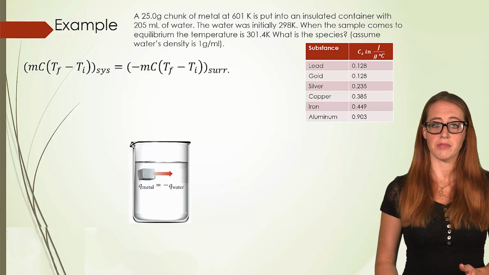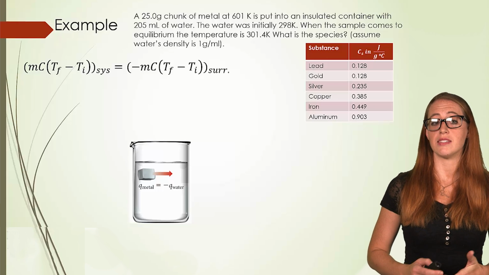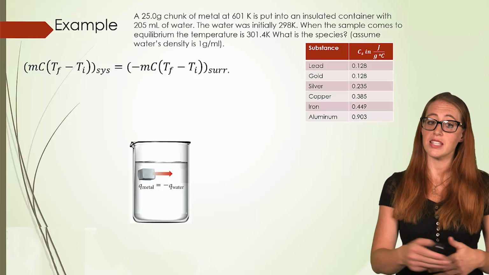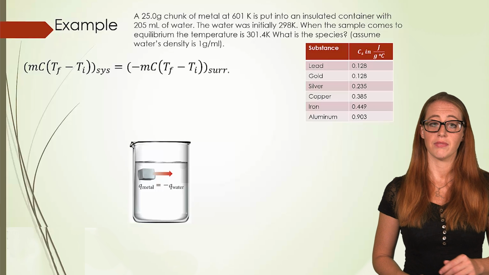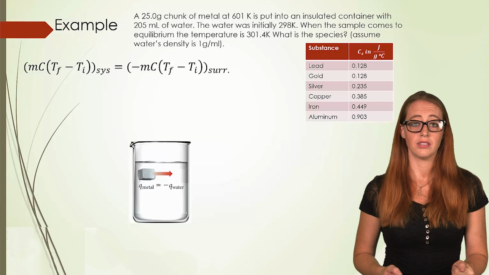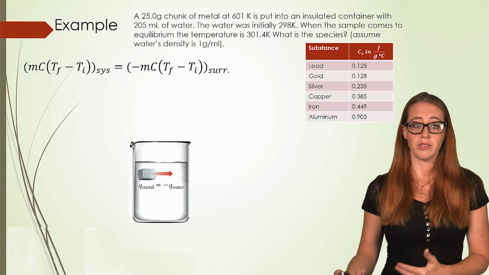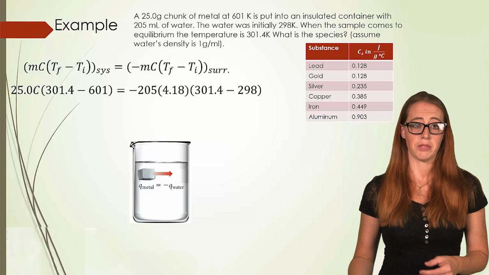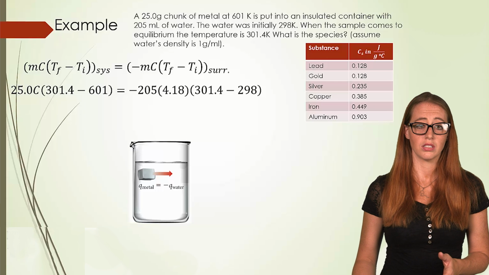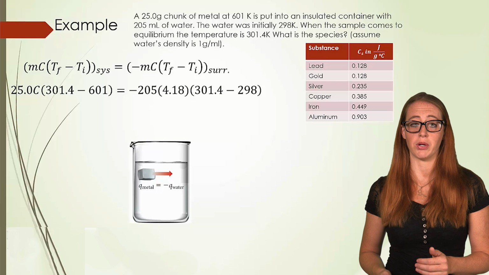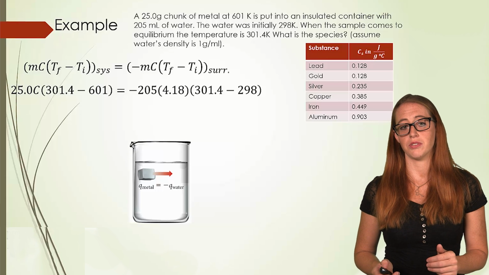We have 25 grams. We don't know what the C is for our system. That's what we're trying to find so that we can identify the species, just like we did in the last problem. We do know our two temperatures, though. We know that it started at 601 and that it ended at 301. Moving to our surroundings, we know that our initial temperature of our surroundings, our water, was 298, and that it was raised up to 301.4. So we know that temperature change.